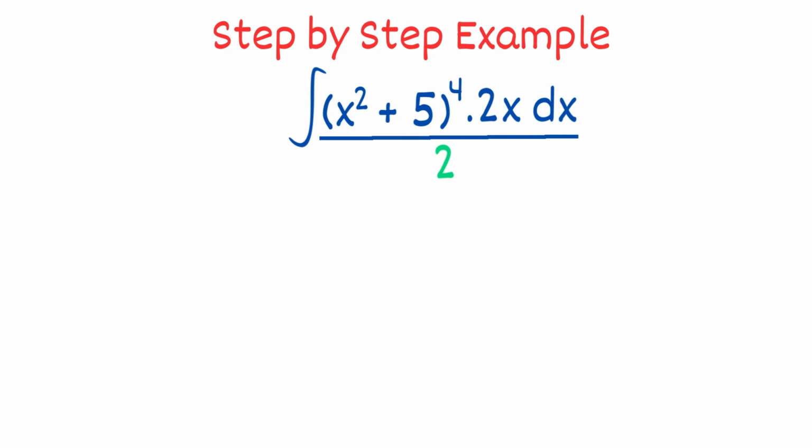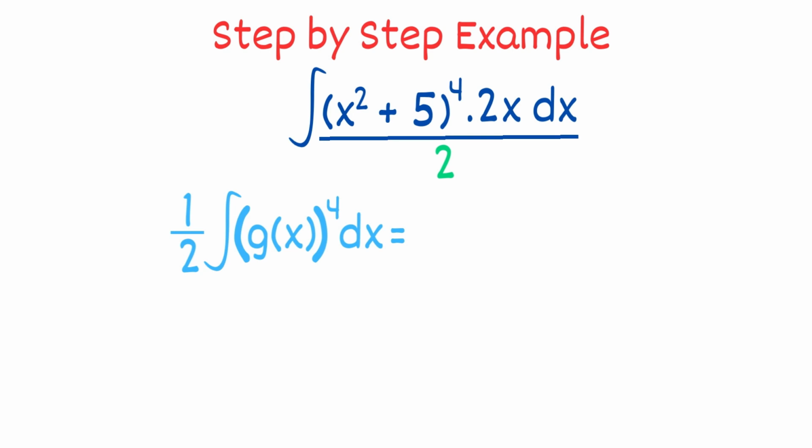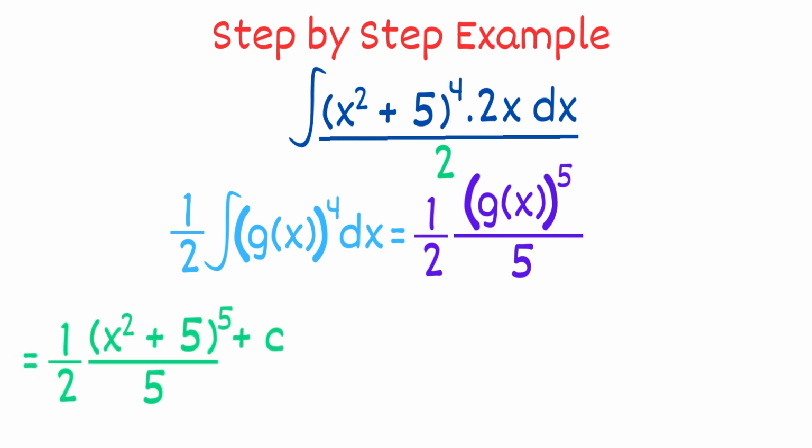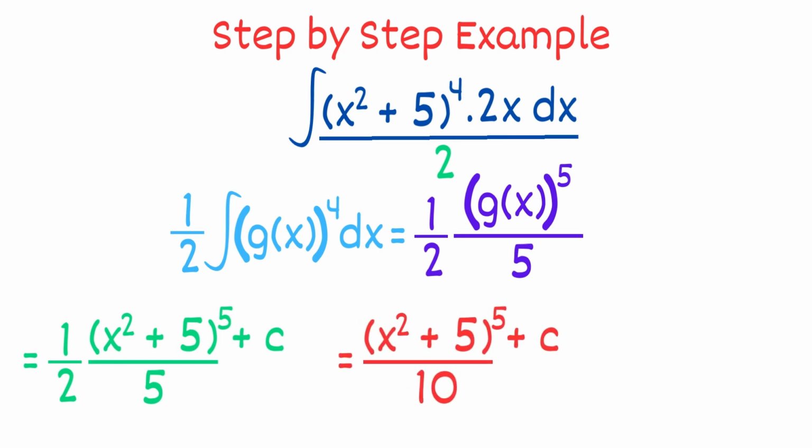Now, in order to integrate this, we just need to integrate our outer function, which is nothing but the power of 4. So, the integral of g of x to the power of 4 is g of x to the power of 5, divided by 5. From here, we get x squared plus 5 to the power of 5, divided by 5. With this, I hope you get a clear understanding of how to use reverse chain rule for integration.